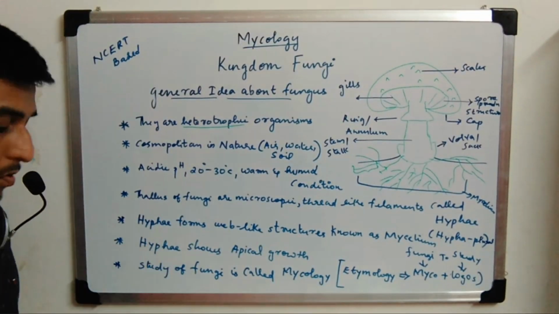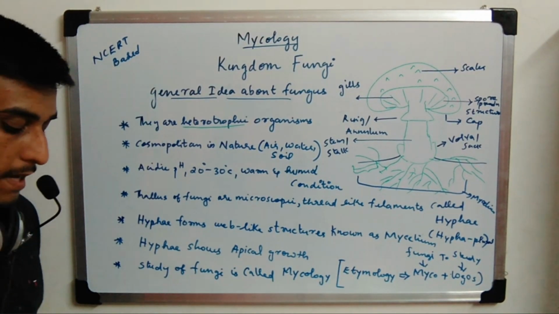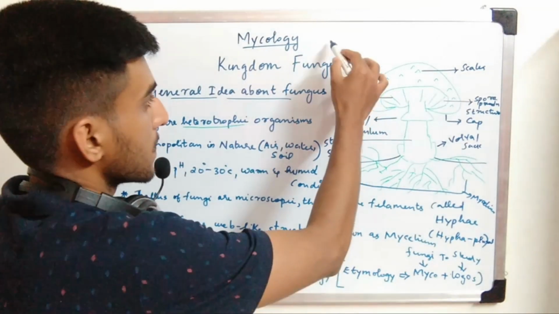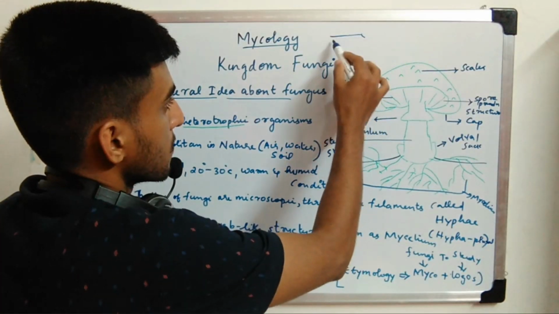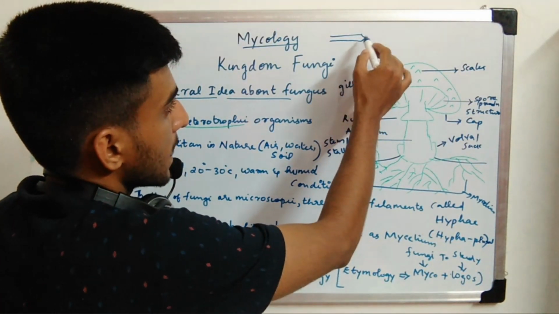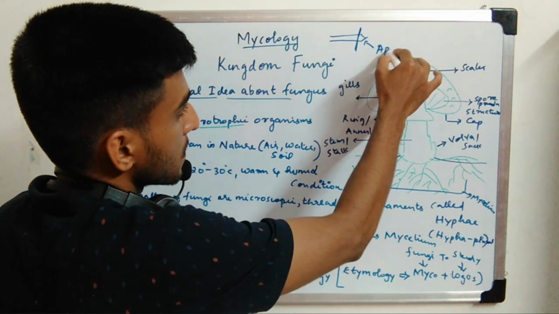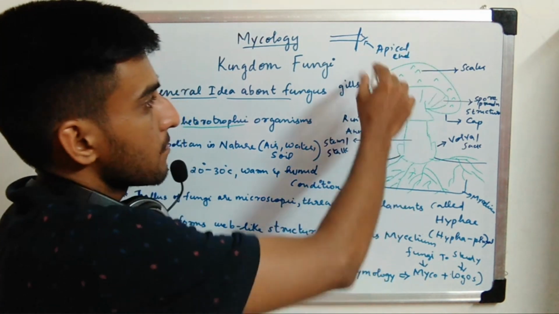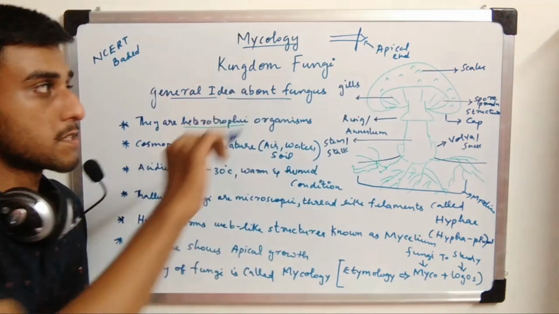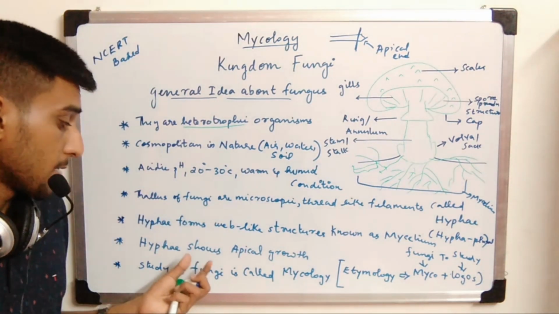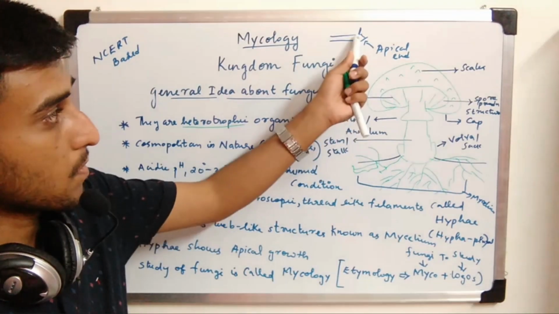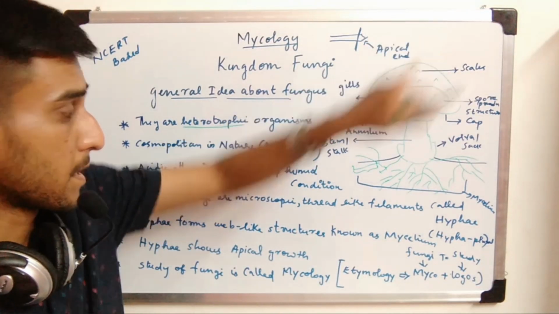Next, hyphae show apical growth. What do you mean by apical growth? If I take a microscopic hypha, it will be growing from this tip. This is known as the apical end. The hypha will be growing from this end. So hyphae show apical growth, which means hyphae grow from the apical position.